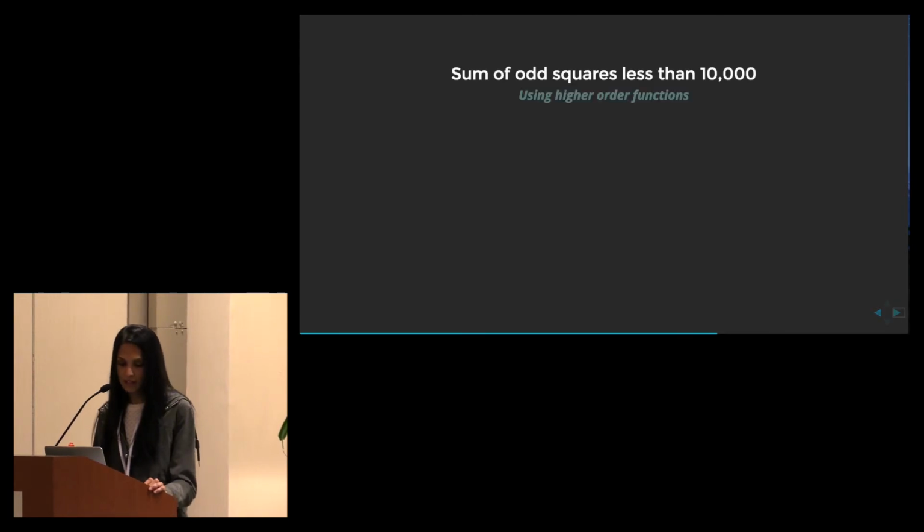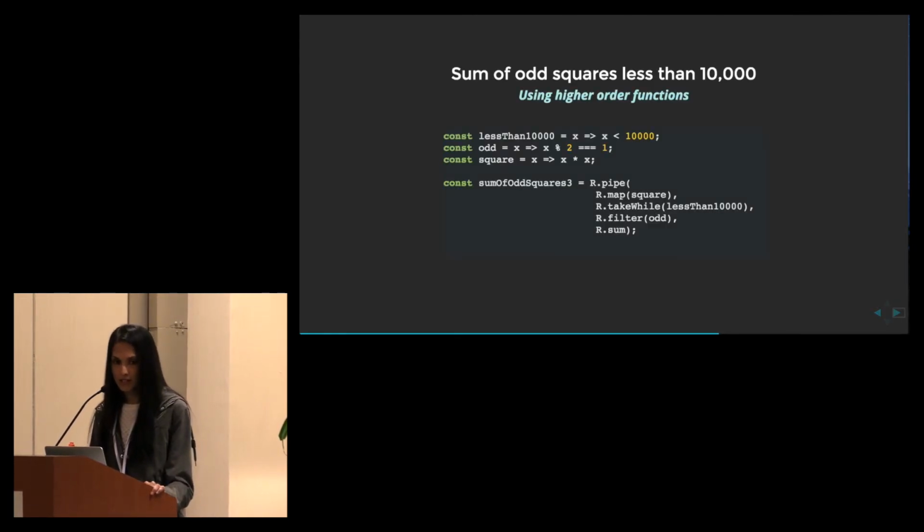But if you were to use higher order functions, you can start to use the basic higher order functions like map and filter and sum, which are things that Lambda offers you. And you create simple functions like give me the value, or less than 1,000 that determine if a value is less than 1,000, or determine if a value is odd or square. And then you simply pipe: you take your array and first map square over the values, take the ones that are less than 1,000, filter for the odds, and then you sum them, and you have your value.